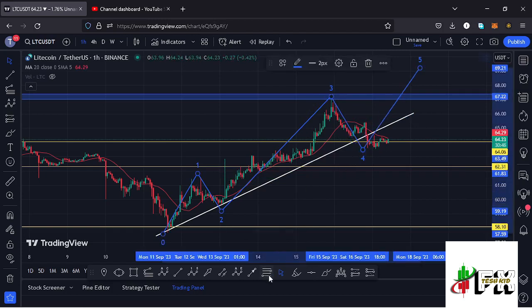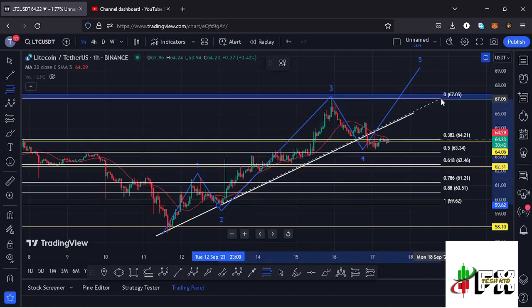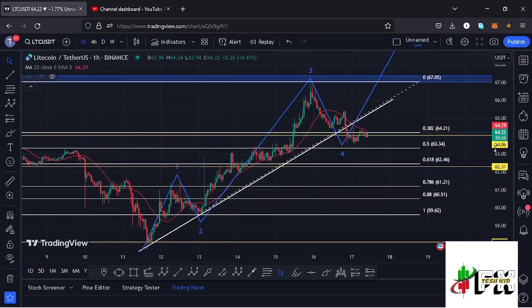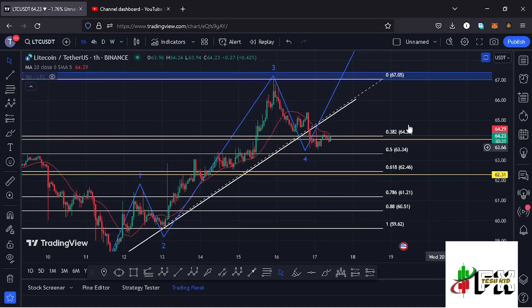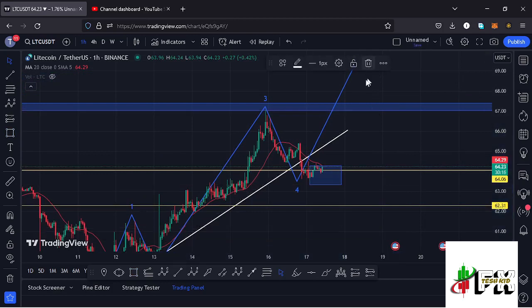And there are high chances that this corrective structure right here is the formation of this wave 4. And using the Fibonaccis, connecting them from the low of the second wave to the high of that wave 3, I have a minimum target area for the fourth wave between the fib level 0.382 and the fib level 0.5, and that is between the $64.21 mark and the $63.34 mark. And I can highlight that area here on the chart. And as long as you continue holding within this area, expect higher prices in the formation of this wave 5.